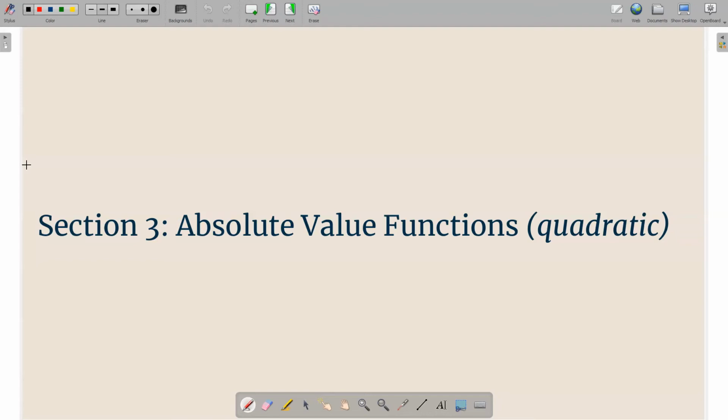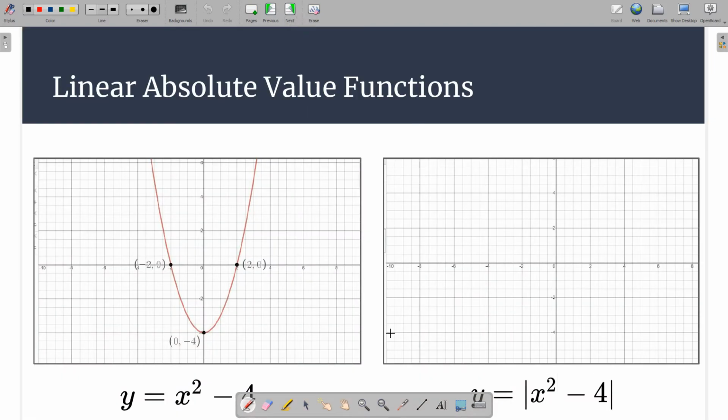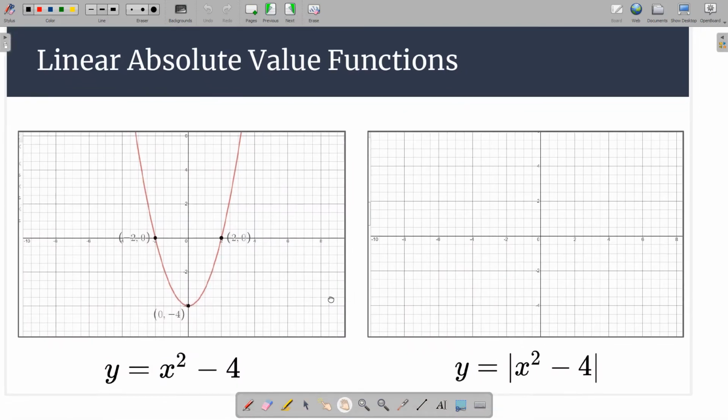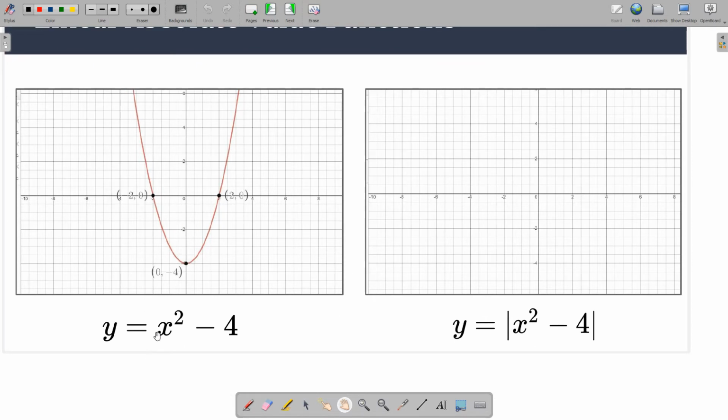Hi everyone, in this video we're going to be looking at absolute value quadratic functions, which are going to share some similarities with our linear stuff. But without further ado, let's dive right in. So just like before, let's take a beat here and see if we can conceptualize what's going to happen when we take our basic quadratic graph and we throw some absolute value signs around it.